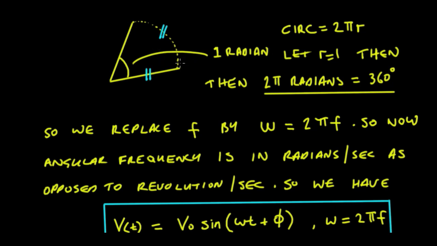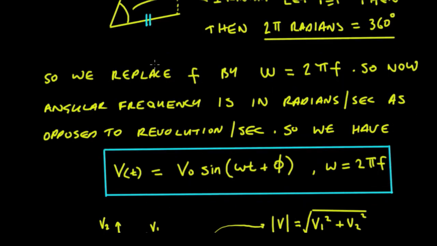So we know that the circumference of a circle is going to be 2 pi r. So if we let r equal 1, then the circumference equals 2 pi. Okay, so it's going to take 2 pi of these radians to go round 360 degrees. So take a bit of time and think about that and convince yourself that that is correct.